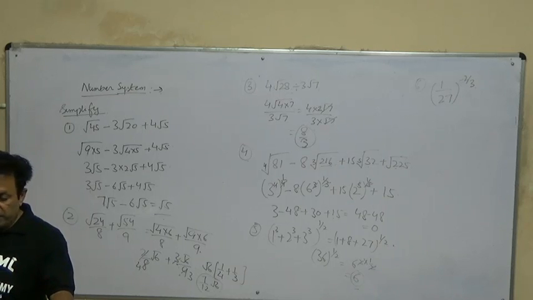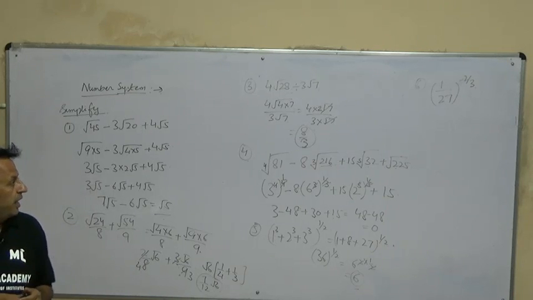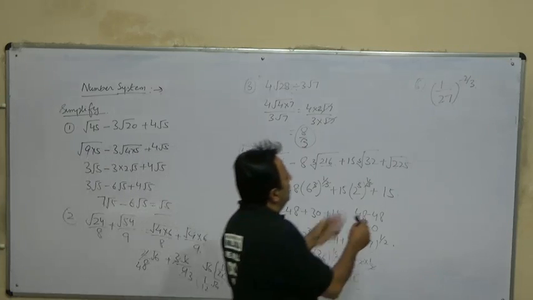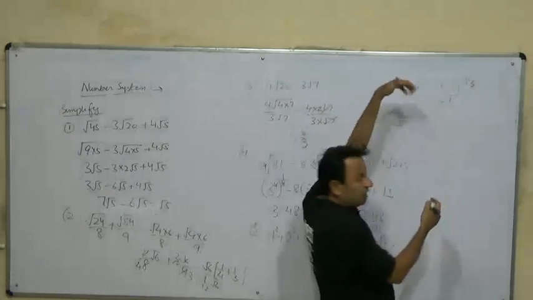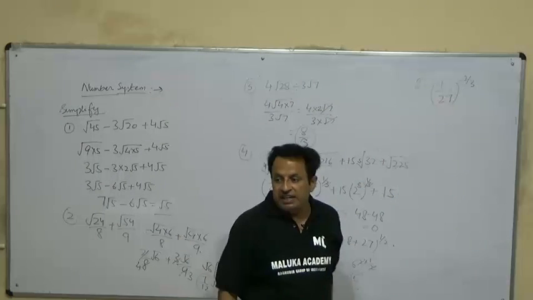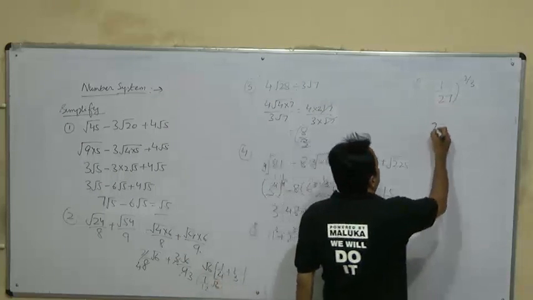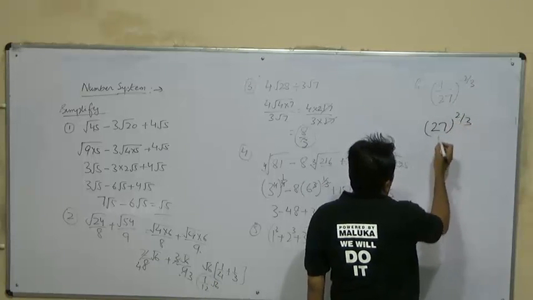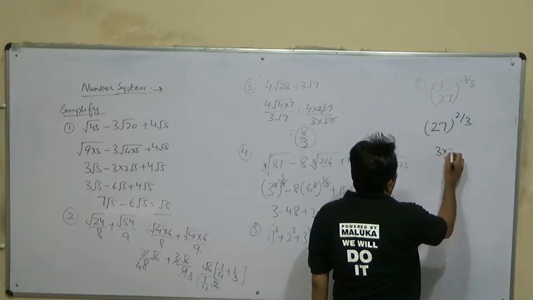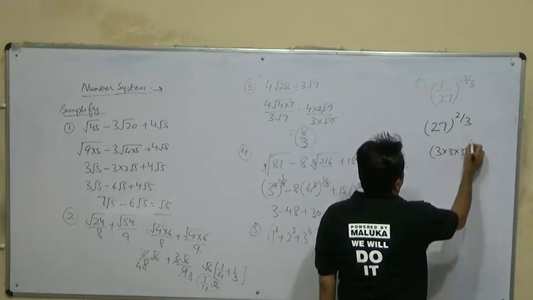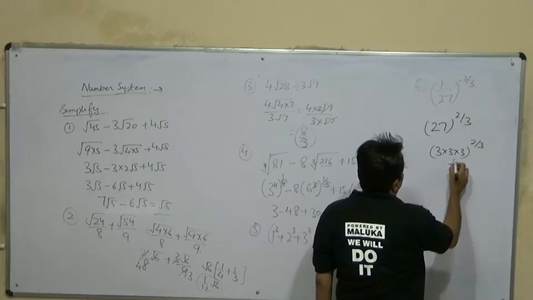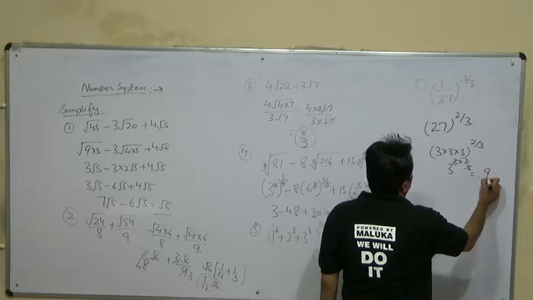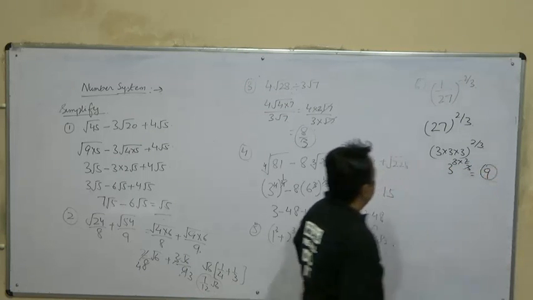So if we simplify this, what will come? So if we make its power positive, what will happen? This will come to 1. So 1/27, this becomes 27 raised to power 2/3. So this 27 can be written as 3 cross 3 cross 3 to the power 2 by 3. So this is 3 raised to power 3, to the power 2 by 3. So this is 3 square, which is equal to 9. This comes out equal to 9.